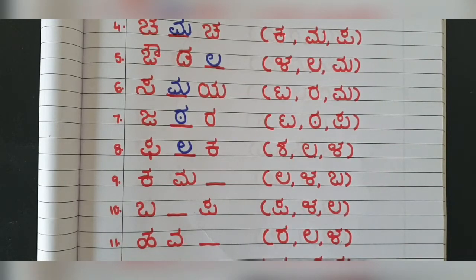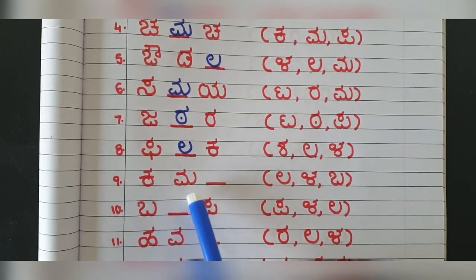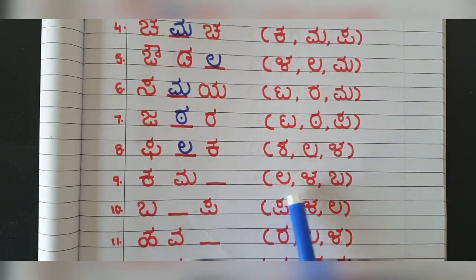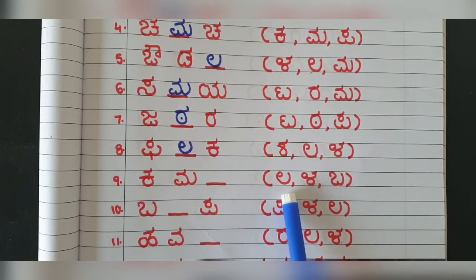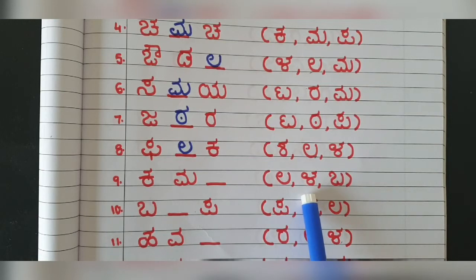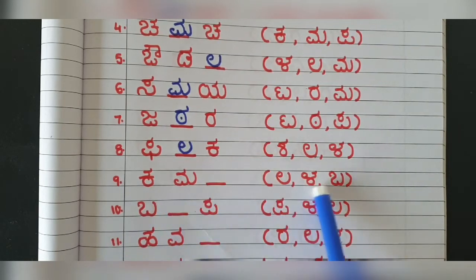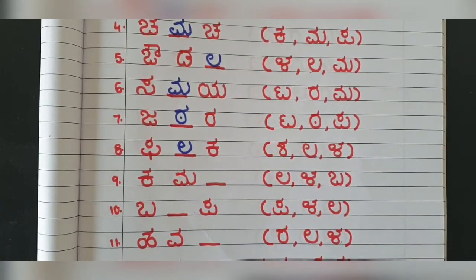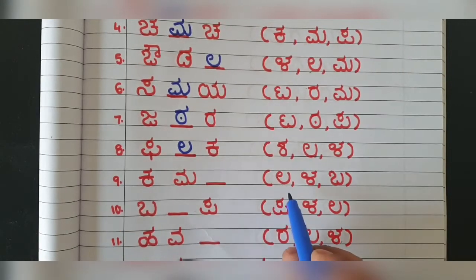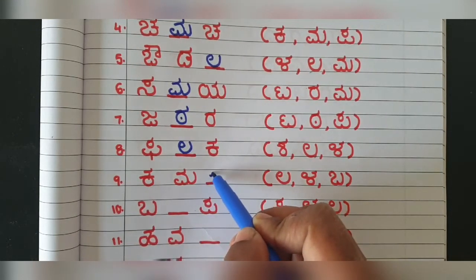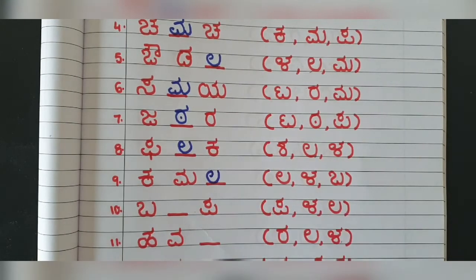Then the next word is ka ma dash. Let's try with the first letter, ka ma la. I think it's pretty simple. Let's check with the other letters also before deciding this one. Ka ma la, ka ma ba. So it is just kamala, right? Not kamala, right? So we will choose this la. Kamala.